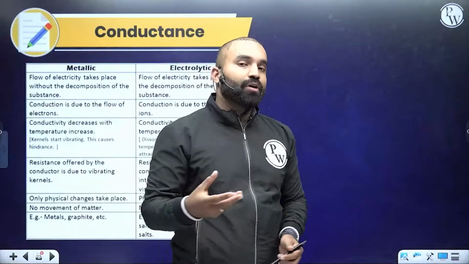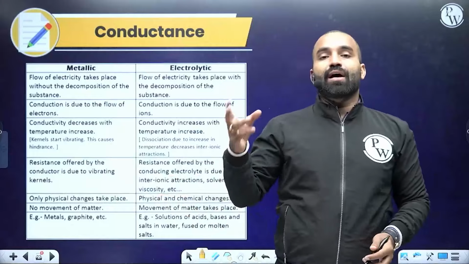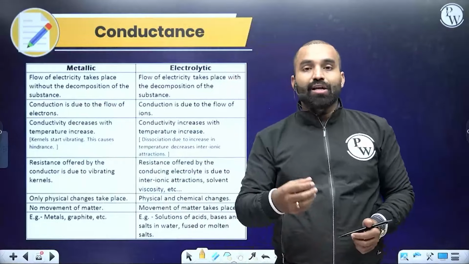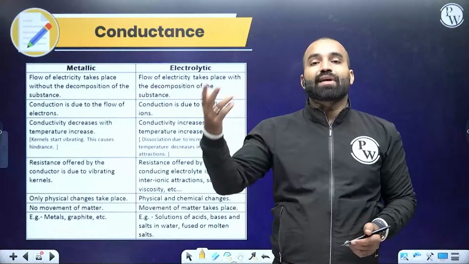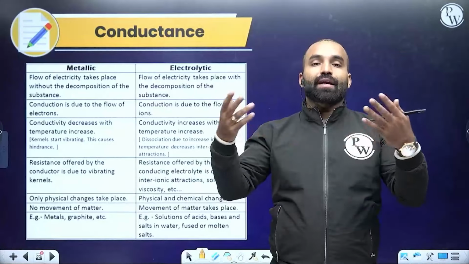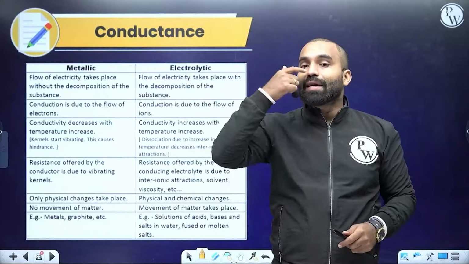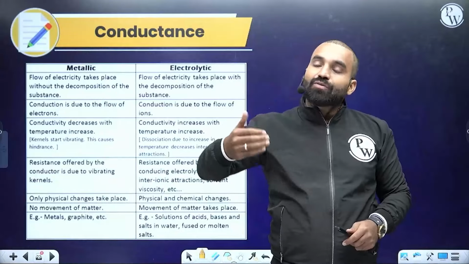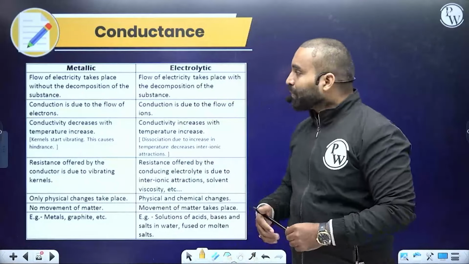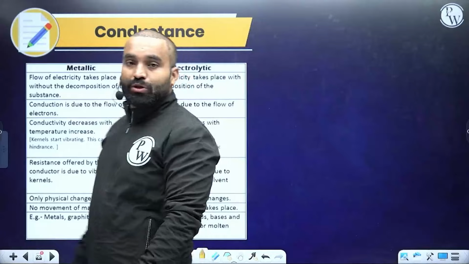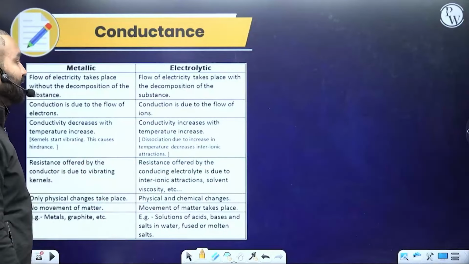But in the case of electrolytic conductance, you need to have some ions present, and those ions follow Grotthuss hopping mechanism. And eventually they conduct electricity. The ions are mobile in nature, and due to that they transfer their energy from one to another. Let's read out a few properties of metallic and electrolytic conduction.